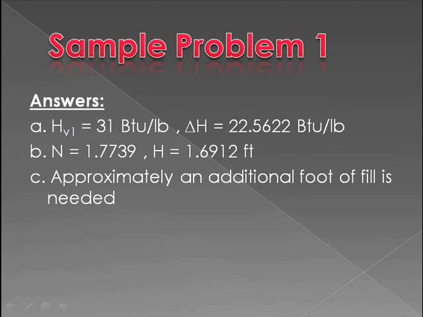To summarize all the answers in sample problem number 1, for letter A, HV1 is equal to 31 BTU per pound, and delta H is equal to 22.5622 BTU per pound. For letter B, we have N equal to 1.7739, H equal to 1.6912 feet, and for letter C, approximately an additional foot of fill is needed. Let us now proceed to sample problem number 2.